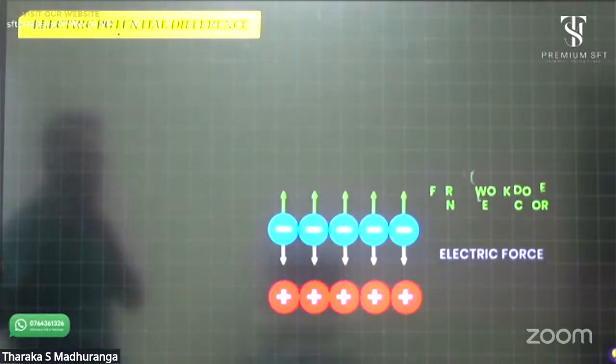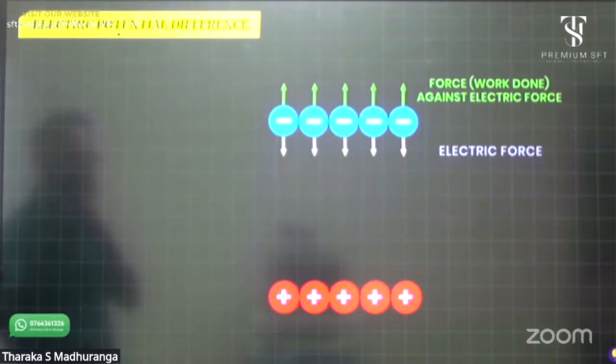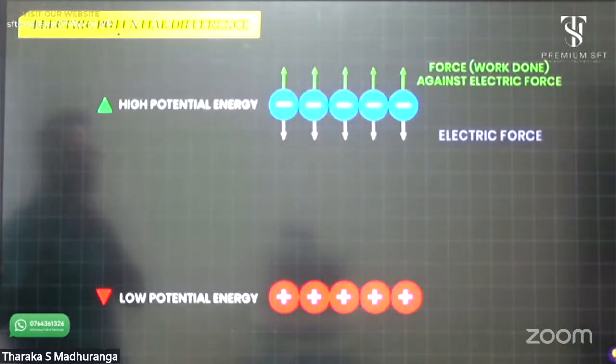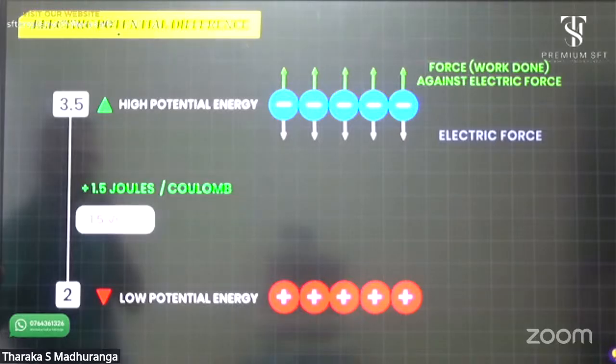Now we need to do some work against the electric force to move the negative particle away from the positive particle. For any charge located in an electric field, its electric potential energy depends on the type of charge, amount of charge, and its position in the field. So here, consider the potential energy of one end is 2, which is in its lowest potential state, and the other end has a high potential state of 3.5. So the potential difference between 2 points is 1.5 joules per coulomb, or simply 1.5 volts.